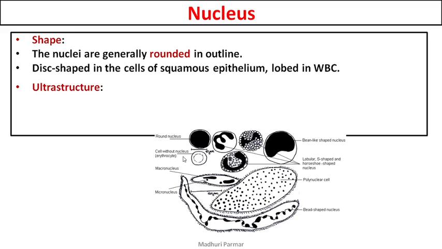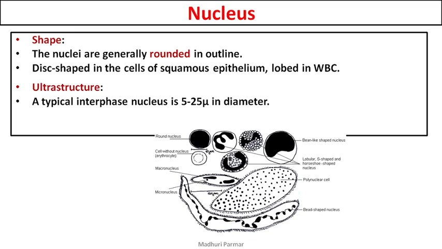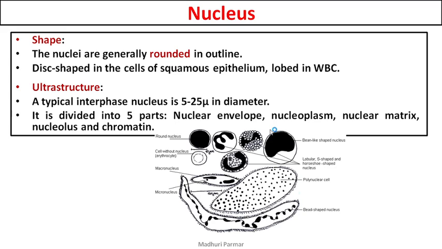Now let us discuss the ultrastructure of the nucleus. A typical interphase nucleus. Interphase is when the cell is resting. There is no cell division going on. The cell is at rest. In such cases, the nucleus is 5 to 25 micron in diameter. Again, this range is given because the size differs greatly depending on the cell type and the organism type. The nucleus is divided into 5 parts.